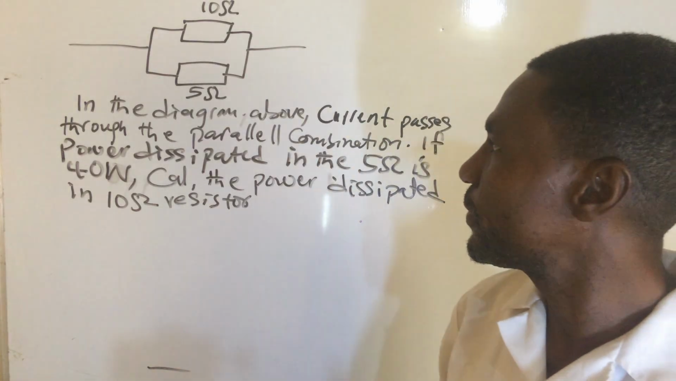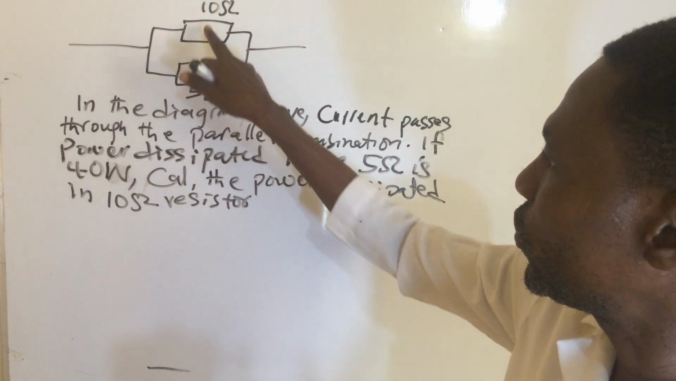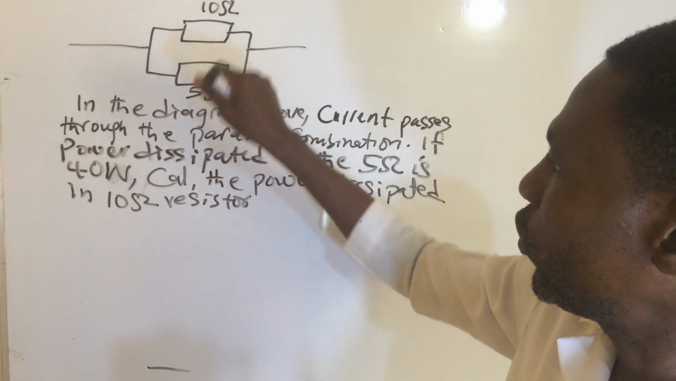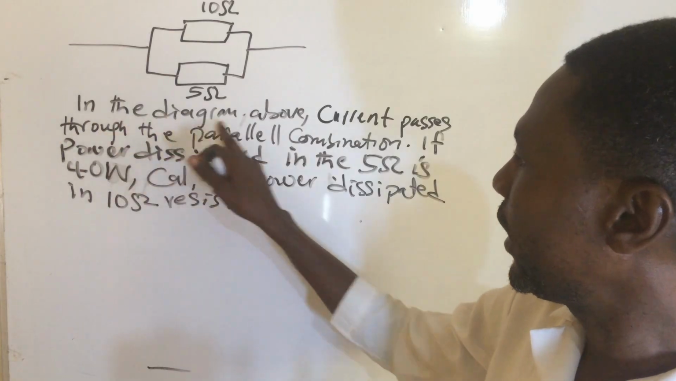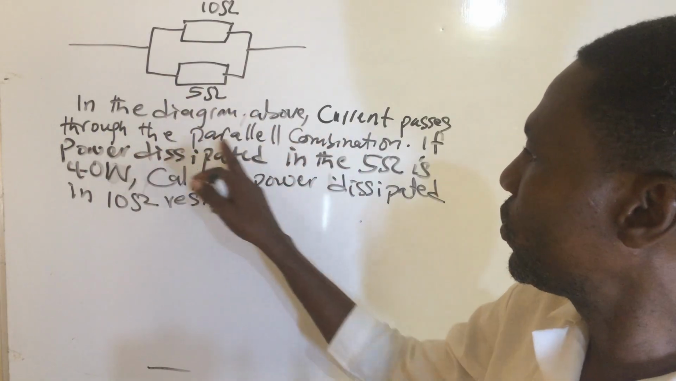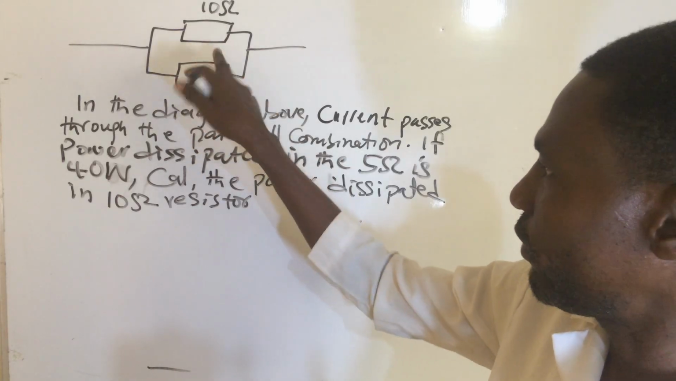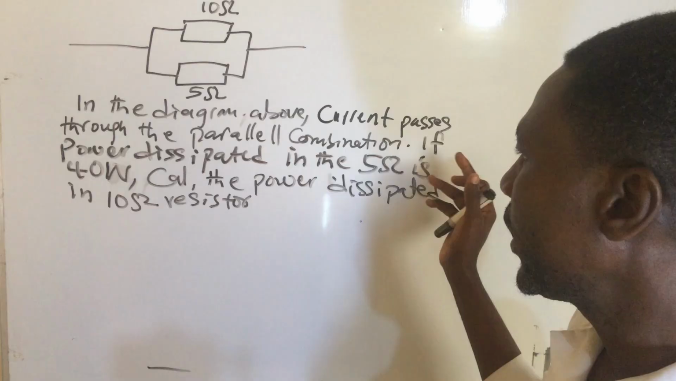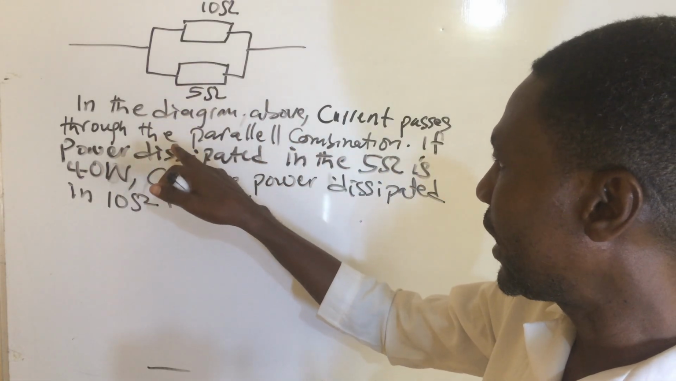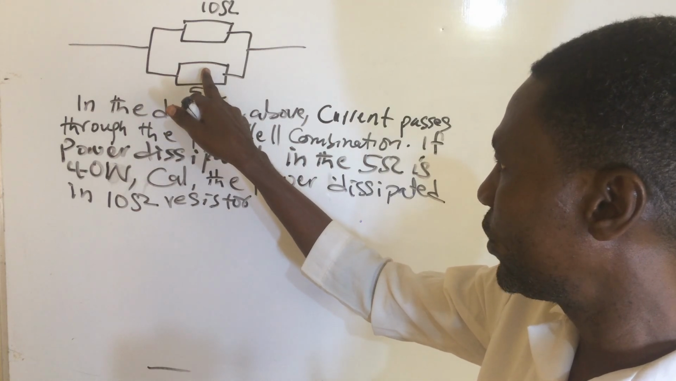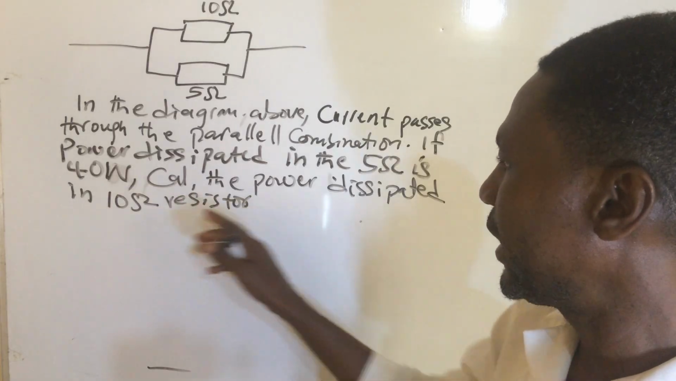Now the question says that this is a circuit which has two resistors, 10 ohms and 5 ohms. That is the only information we have here. In the diagram above, current passes through the parallel combination, but the current is not given. If the power dissipated in this 5 ohm resistor is 40 watts, calculate the power dissipated in the 10 ohms.